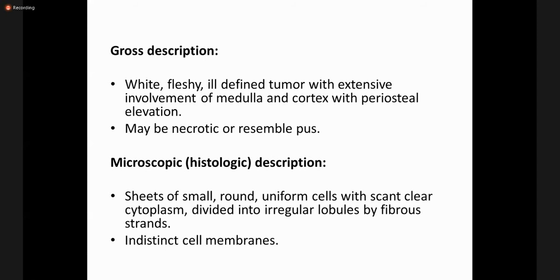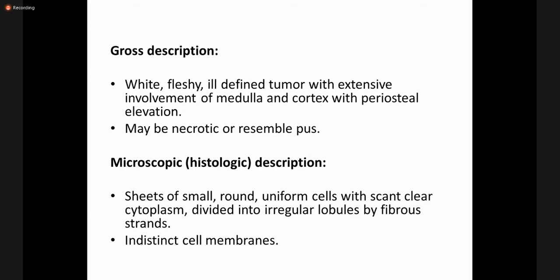Grossly, it is a white, fleshy, ill-defined tumor with extensive involvement of the medulla and cortex with periosteal elevation. Sometimes there is necrosis or it resembles pus. Sometimes on radiology, Ewing sarcoma may mimic the findings of osteomyelitis.